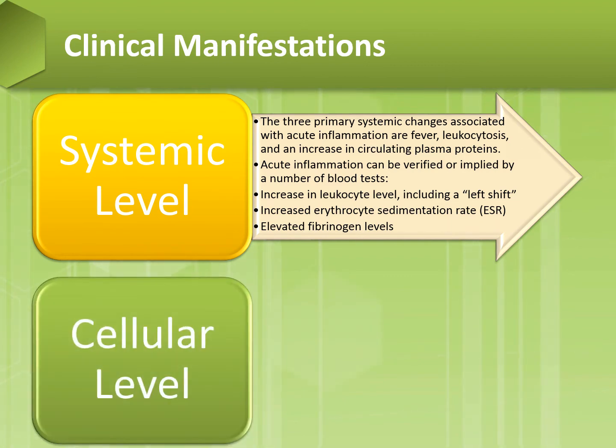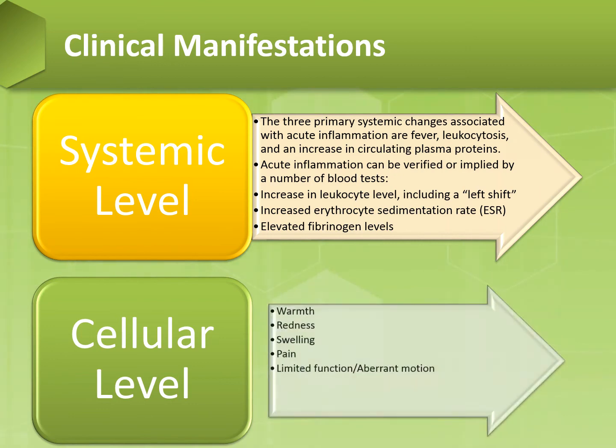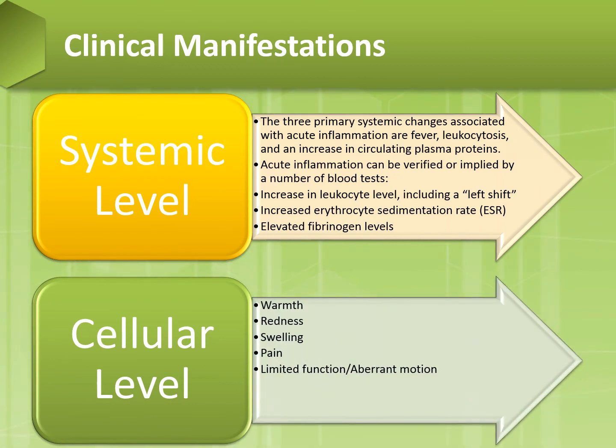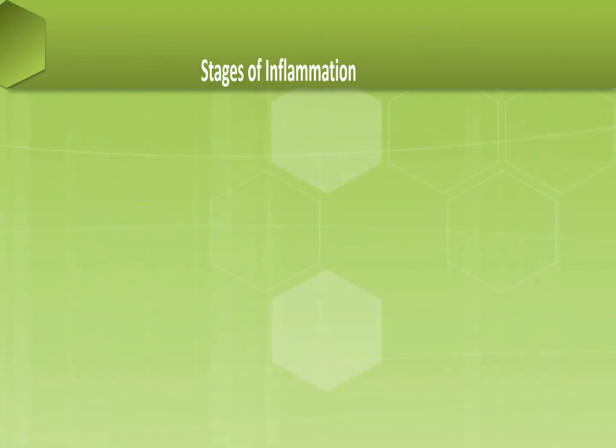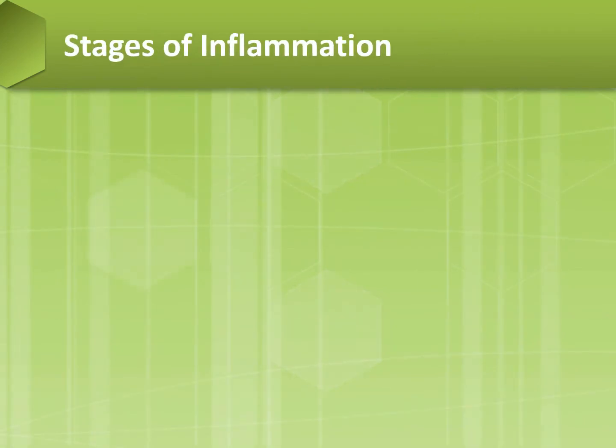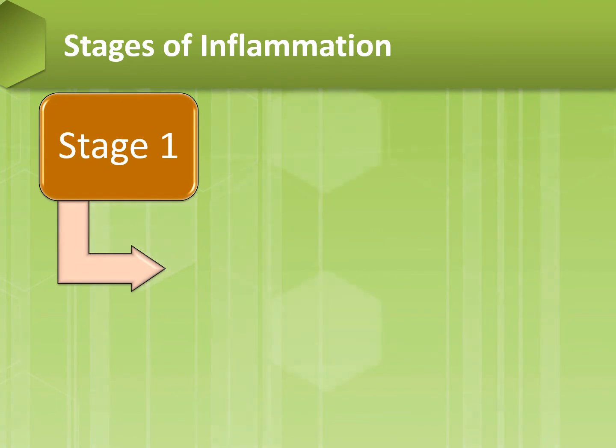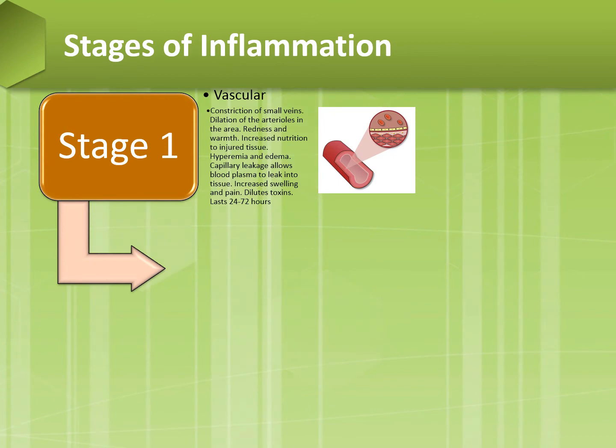Now let's talk about the cellular level. The patient can experience warmth, redness, swelling, pain, limited function, and aberrant motion. Now let's discuss the stages of inflammation. Stage 1, the vascular stage. There is constriction of small veins, dilation of the arterioles in the area, and then redness and warmth occur.